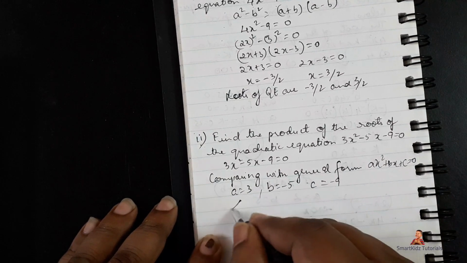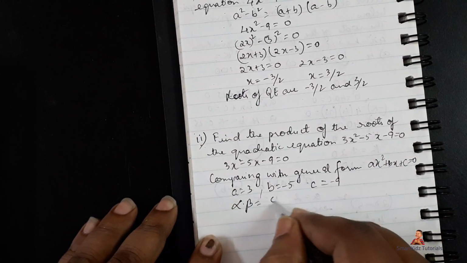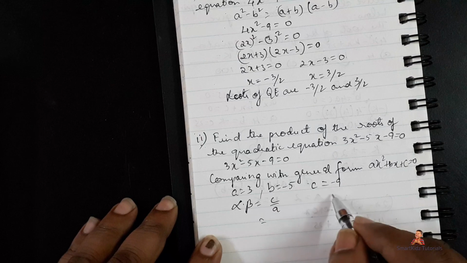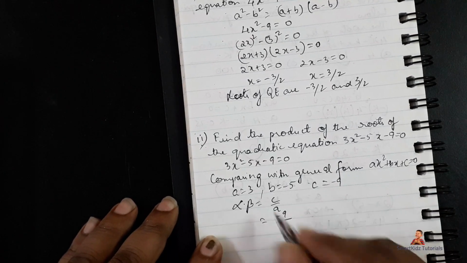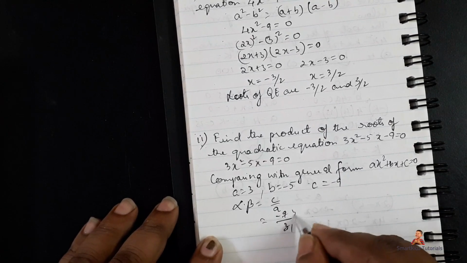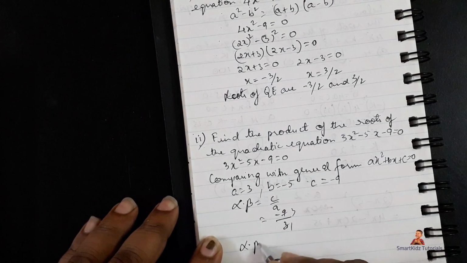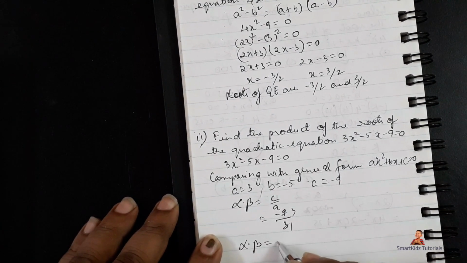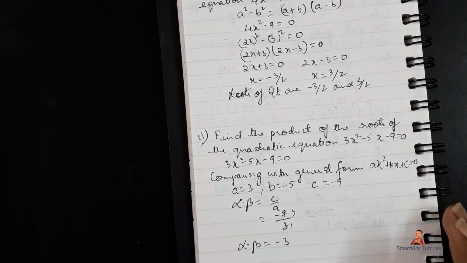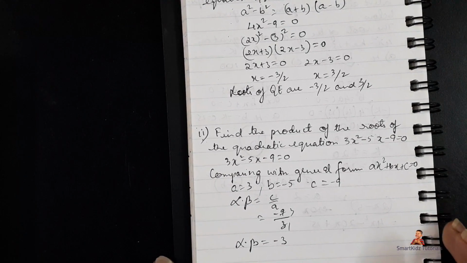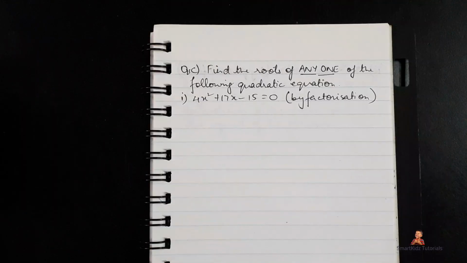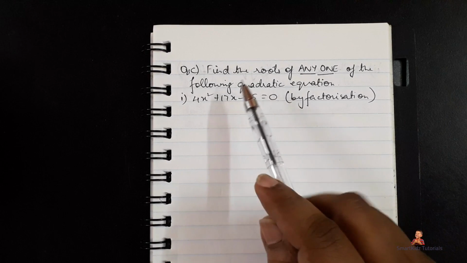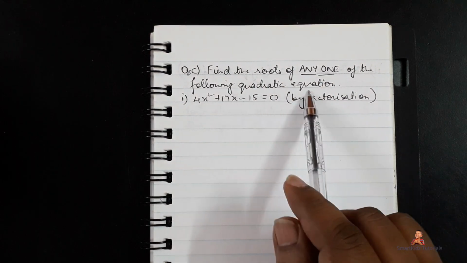So the product of the roots is given by alpha into beta equal to c upon a. C is minus 9 and a is 3. So 3 ones are 3, 3 threes are 9. That means we get alpha into beta, or the product, as equal to minus 3. That is our answer.